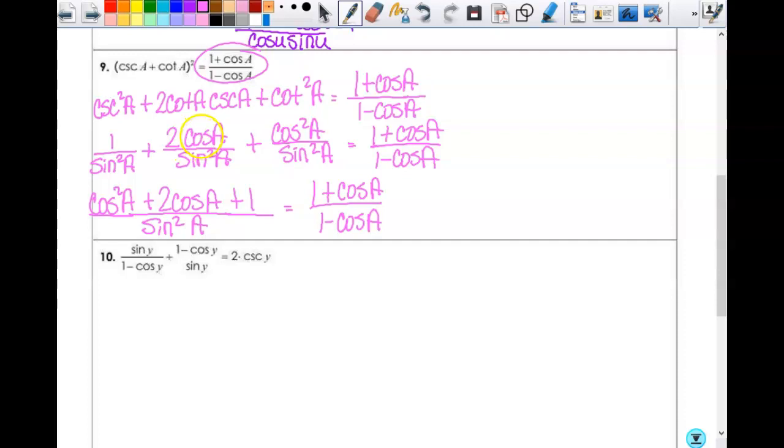Why is this not squared? Because cotangent is cosine over sine, and this is 1 over sine. So it's just a cosine in the numerator and sine squared in the denominator.